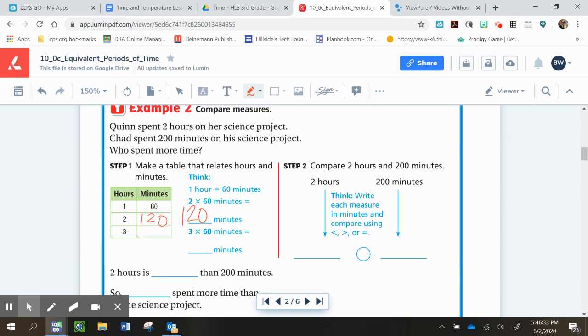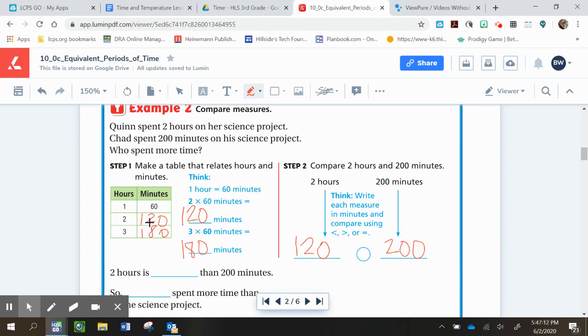And we know that 3 hours is 3 times 6, which is 18, and add the 0. So 3 hours is 180 minutes. So 2 hours is 120 minutes. Now let's go over to step 2 to compare 2 hours and 200 minutes. So we know that 2 hours is 120 minutes, and 200 minutes is 200 minutes.